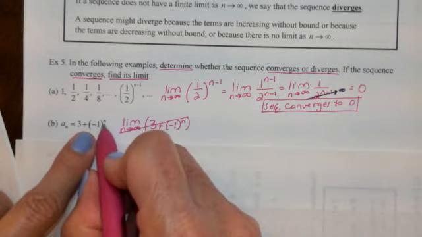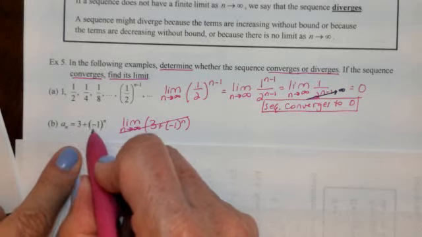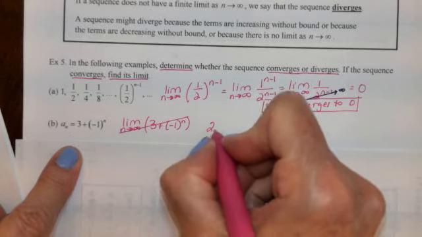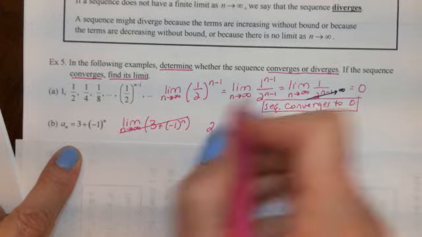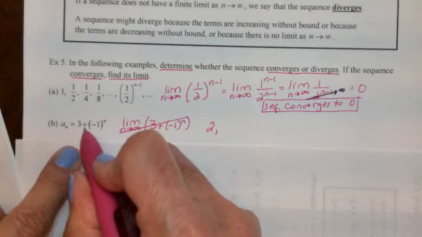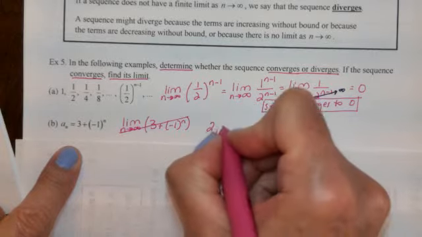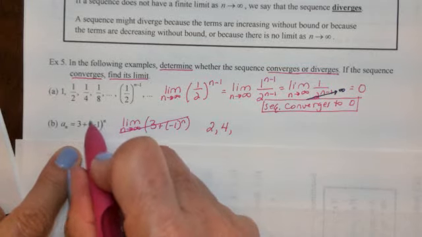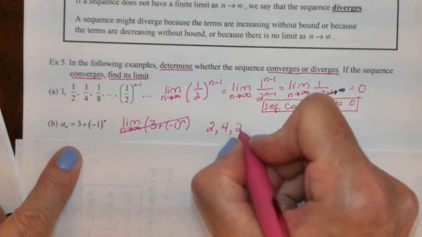The first term would be when n is 1. So we would have 3 plus negative 1 to the 1, which is 3 plus negative 1, or 2. The second term would be 3 plus negative 1 squared, which would be 3 plus 1, or 4. When n is 3, though, we're back to keeping that negative, so we're back to 2.